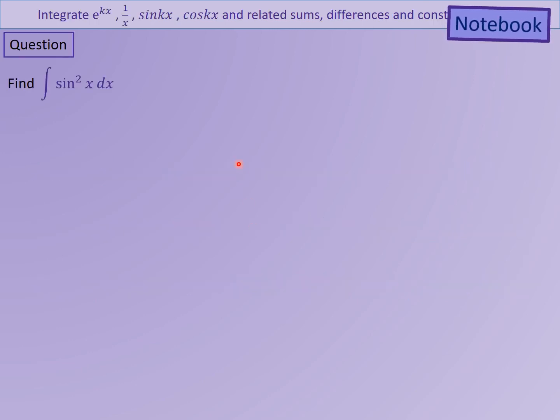Okay, so just grab your notebooks and get that really quick question down. Find the integration of sine squared x dx. And then pause and see if you can have a go at working out what the answer is.